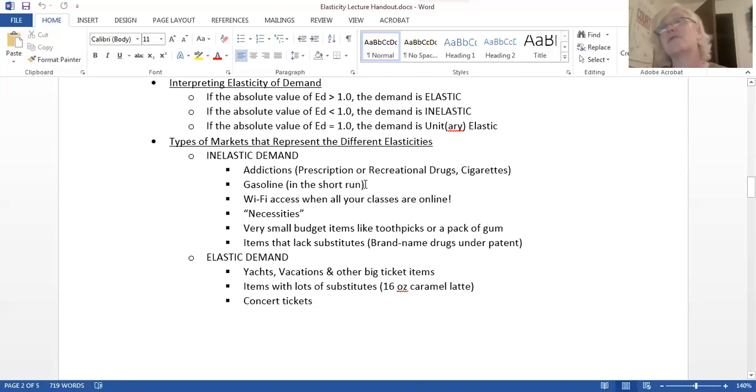This is what we're seeing with our addictions, whether it be to a prescription drug or to a recreational drug, meth or cocaine or something like that, or cigarettes, which are pretty addictive. In those cases, you can raise the price, and some people might fall out of the market because they just can't afford it, but most people will say, oh my gosh, I just have to pay it, and they'll find a way, okay? Gasoline.